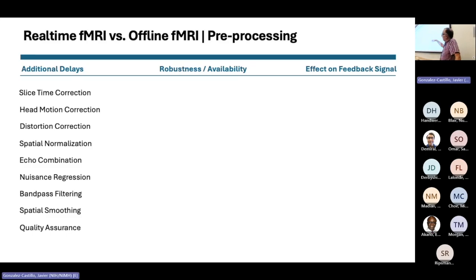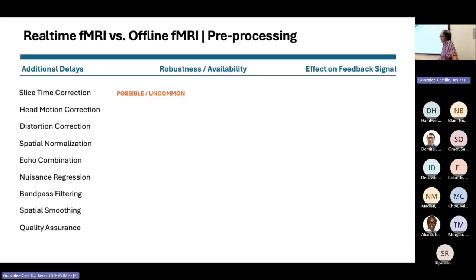So what I'm going to try to do now is walk you through each of the pre-processing steps that are most commonly part of any pre-processing pipeline when we're analyzing data offline, whether or not this is something that people tend to do when they're doing real-time fMRI, and the why or how to think about it.